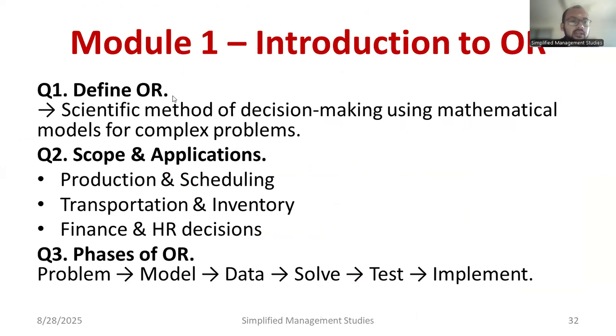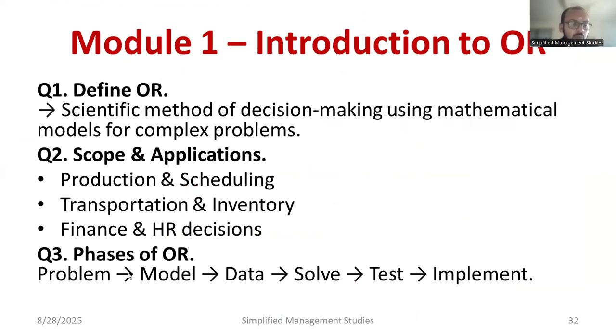You may get a question like, define operational research. It's a scientific method of decision making using mathematical models for complex problems. That is the definition of OR, operational research. What are the scopes and applications? Production and scheduling, transportation and inventory, finance and HR decisions. You may have to elaborate, depending on the marks.